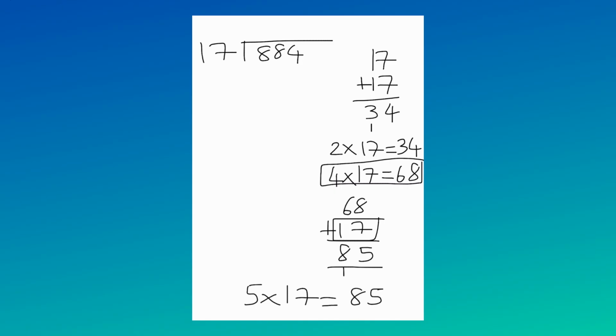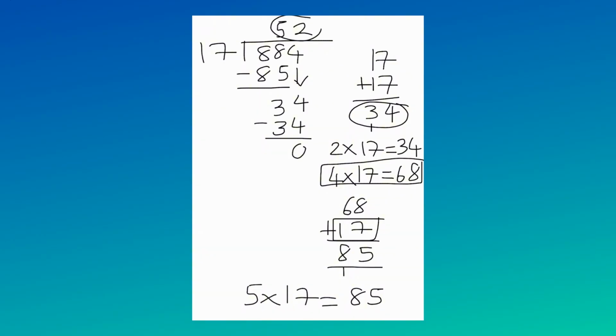So I'm going to put my 5 above my 8 out of my 88, and I'm going to put my answer 85 down below. Now I'm going to do a takeaway. 8 take away 5 is 3. Now I bring down my 4. Now I already worked out here that 2 times 17 was 34. So now I just put my 34 down here, take away, and I get my 0. So my answer is 52.